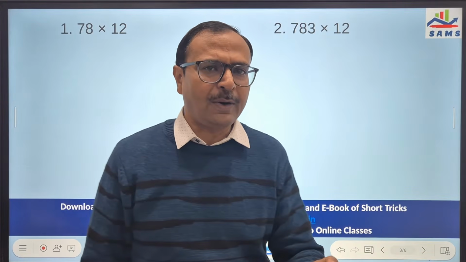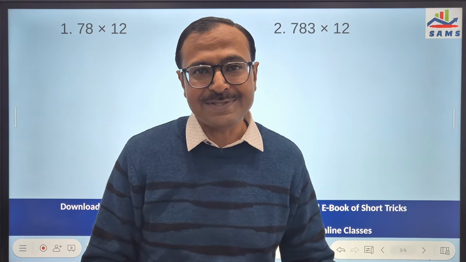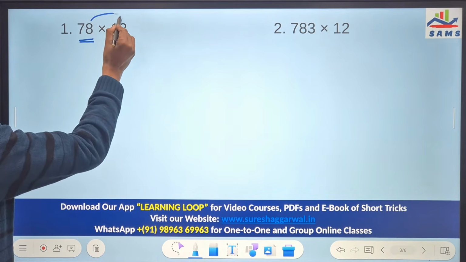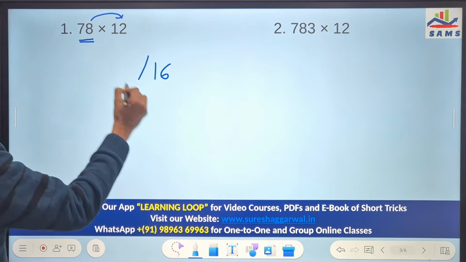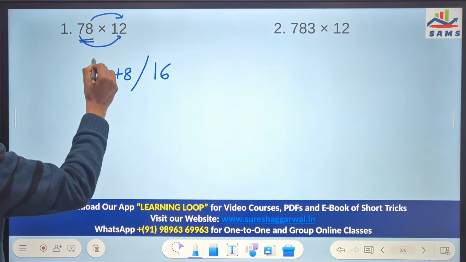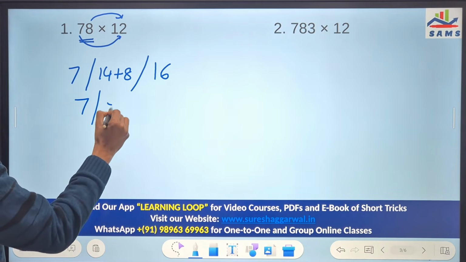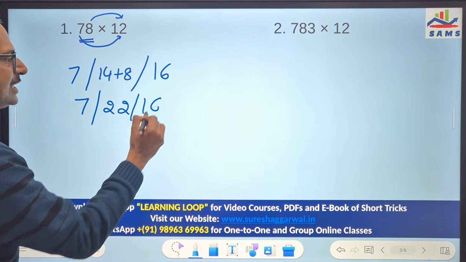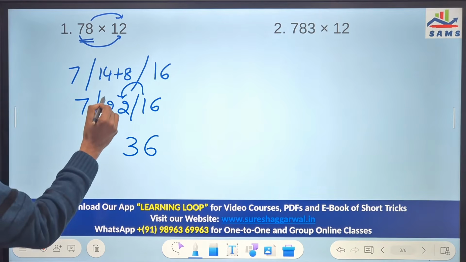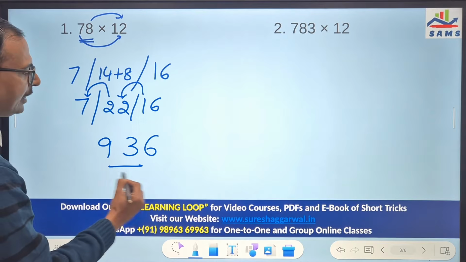I'll demonstrate now using some questions, and I'll use decimals also in some of the questions. So here we have 78. So 8 times 2 is 16. 7 times 2 is 14 plus the next digit 8, and 7 is to be written as it is. So 7, and then this is 22, and then this is 16. Retain the 6, carry forward the 1, 23. Retain the 3, carry forward the 2, so this becomes 9.